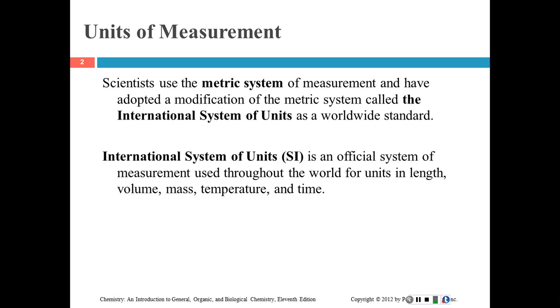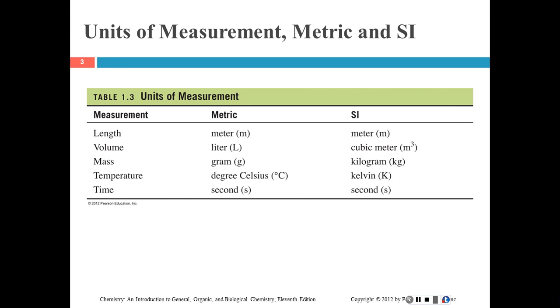Scientists use the metric system to measure, and there's another system that we use. It's called the International System of Units, and it's SI for short. People ask me all the time why it's not IS, and it's because it was in French originally, Système International, and that's why it's SI instead of IS. But it is the official system of measurement used throughout the scientific world for length, volume, mass, temperature, and time. And so we're going to learn what those units are.